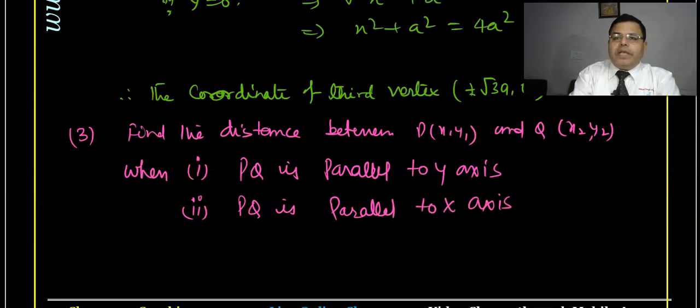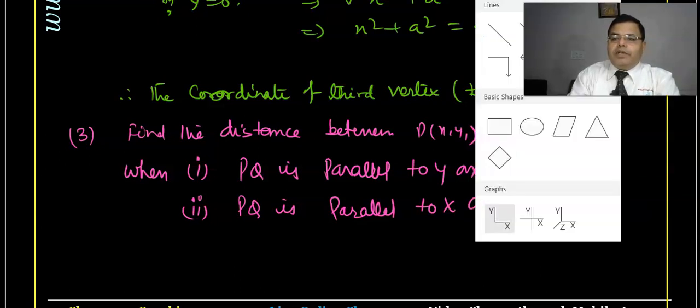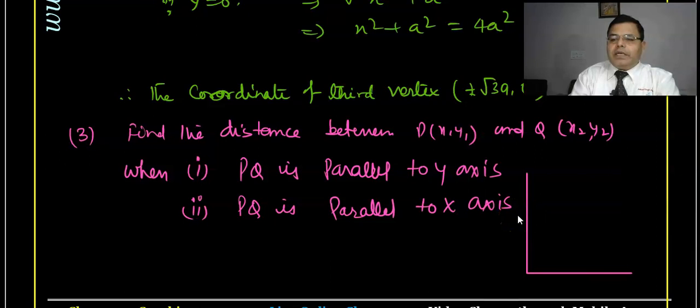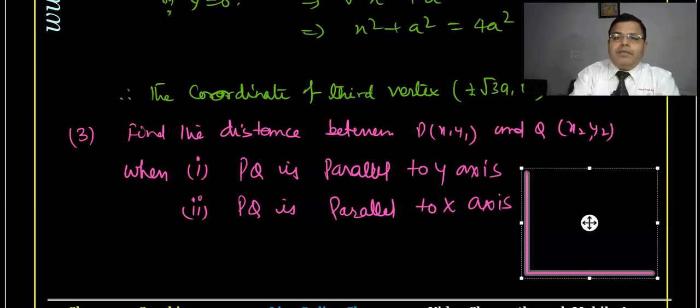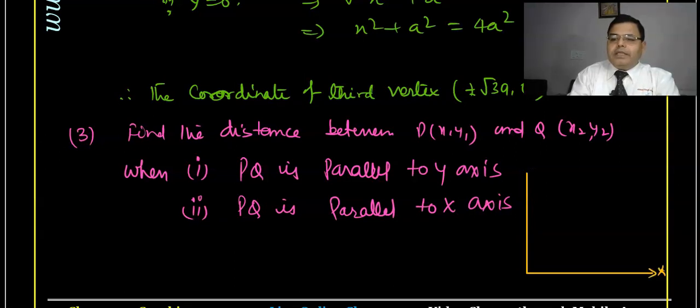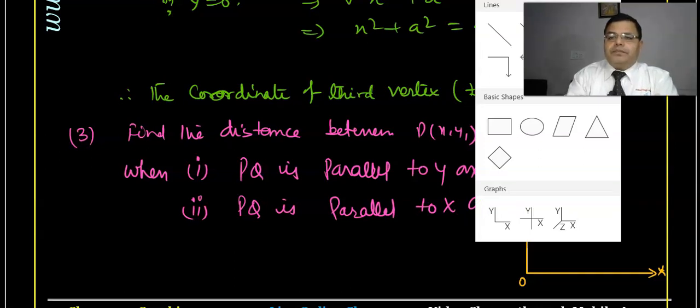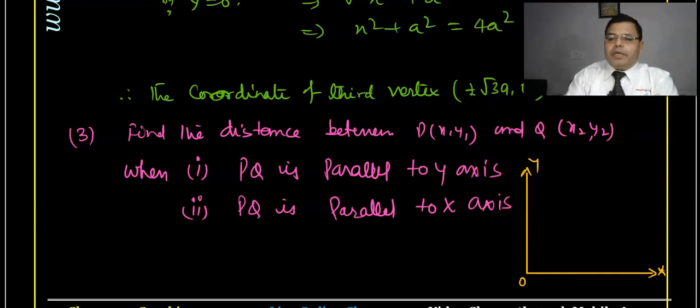So here we can draw a point system. Say this is a Cartesian system. This is the x-axis, this one is the y-axis, and this is the origin. P and Q are any two points, so I can draw a line PQ. This is P (x1, y1) and this is Q (x2, y2).